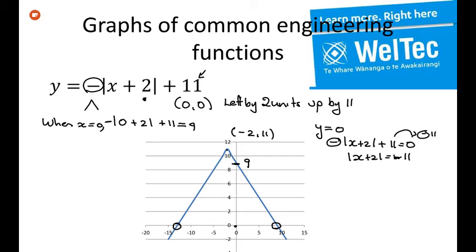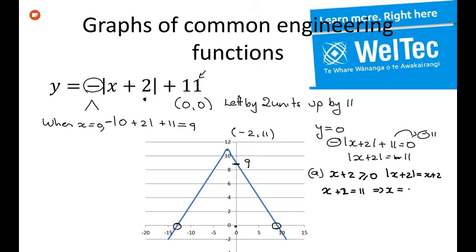We've got part A. Part A says that, let's take the first part of the definition, so that we need the version where if x plus 2 is positive, then the absolute value of it is equal to x plus 2. So that means now we're solving x plus 2 equals 11, so that x is equal to 9, which is the point on the right hand side.